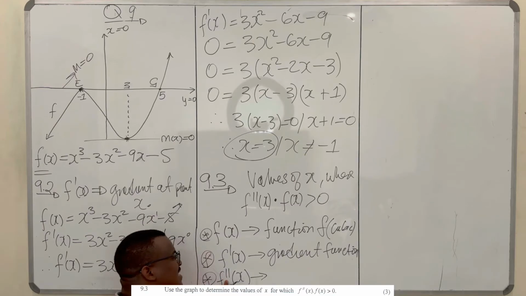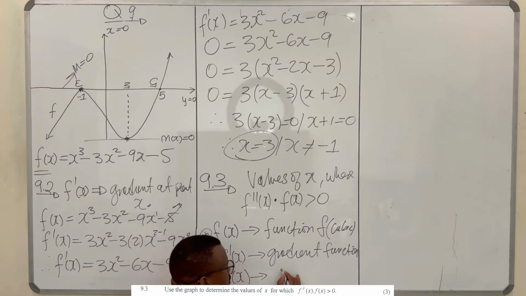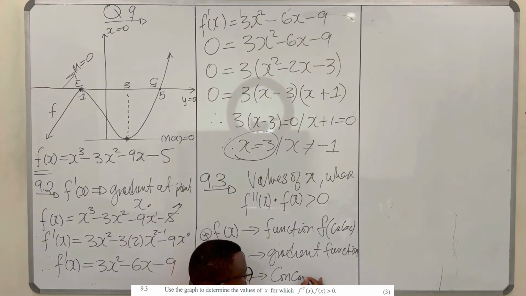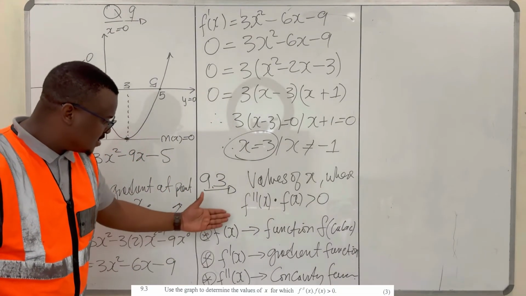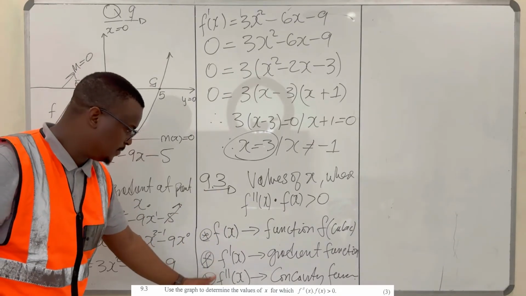F prime prime at x is the second derivative of a cubic function. What does it tell you? It tells you about concavity. A function can be concave up or concave down. So we can say it is a concavity function. So let's go and find the equations of all these functions here.